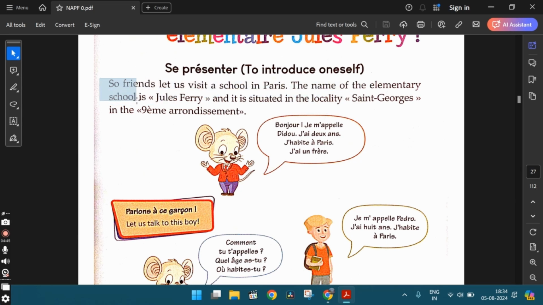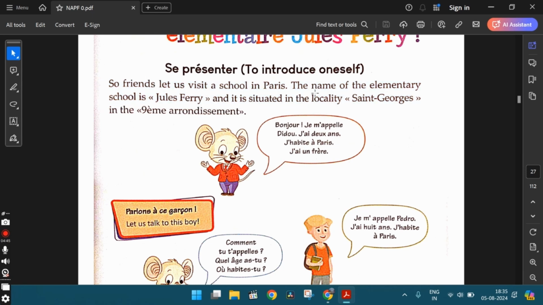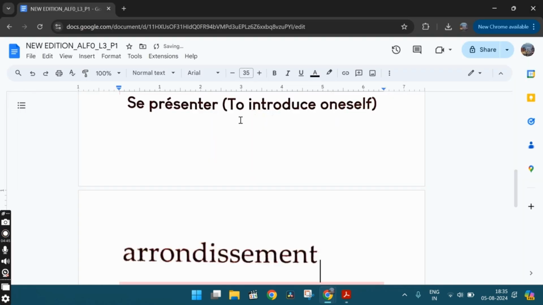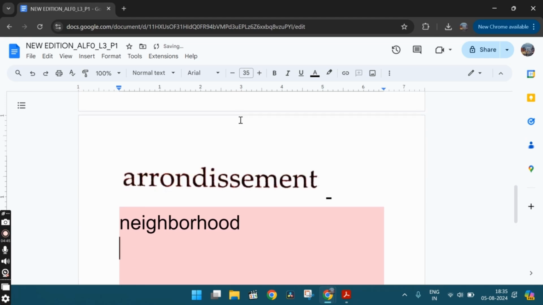The name of the elementary school is Jules Ferry, and it is situated in the locality Saint-Georges. In French, we can say Saint-Georges. So it is located in this neighborhood by name Saint-Georges in the 9th arrondissement. In the 9th arrondissement, the 9th neighborhood. This is a new word. Arrondissement is nothing but, in English, you can roughly translate it as locality or neighborhood. So it means neighborhood, or it could also mean locality.